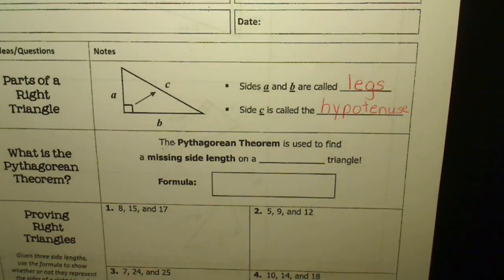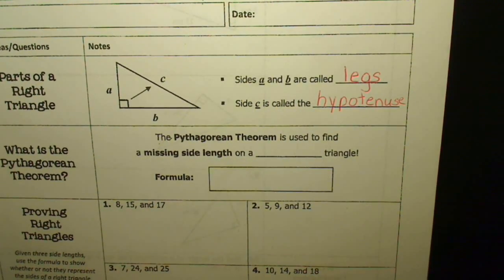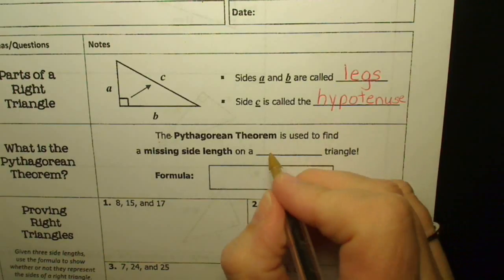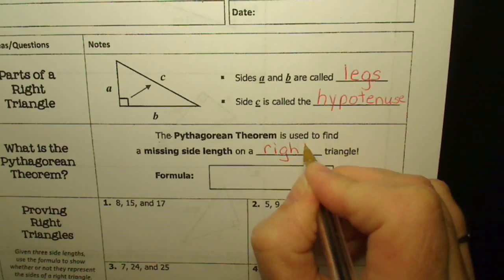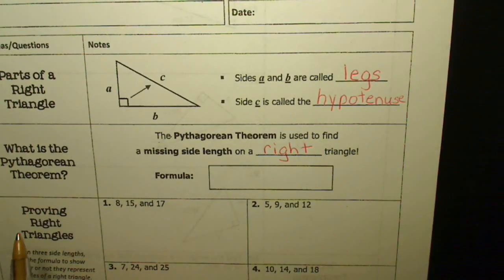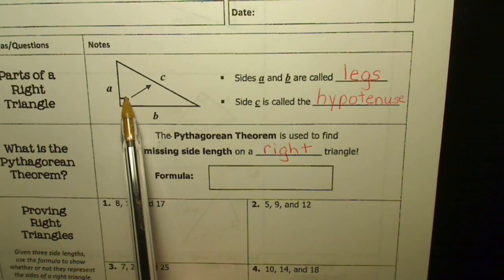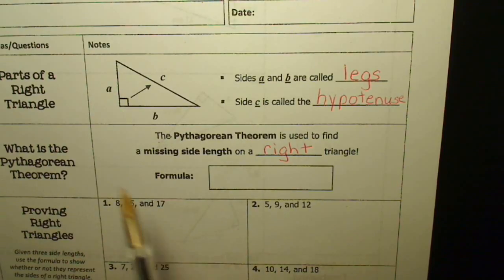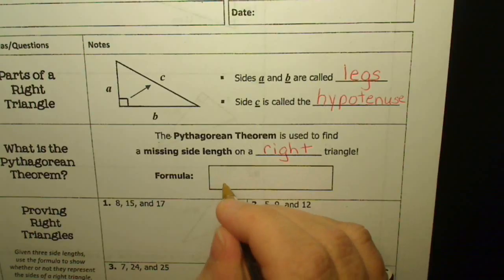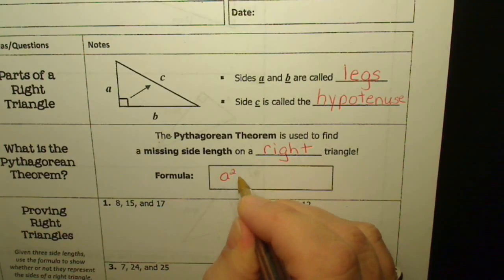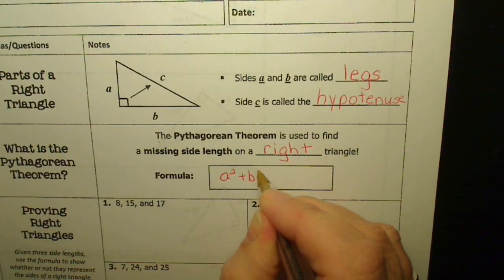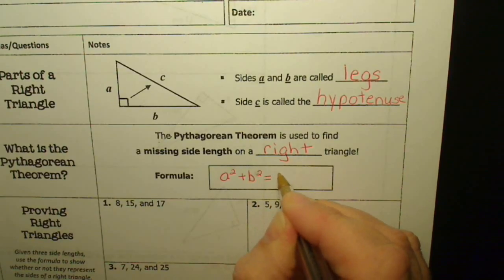Okay, the Pythagorean theorem is used to find the missing side length on a right triangle. And the Pythagorean theorem only works on a right triangle. And a right triangle is a triangle that has one right angle. And the formula, like we talked about just a second ago in my little song, is a squared plus b squared equals c squared.